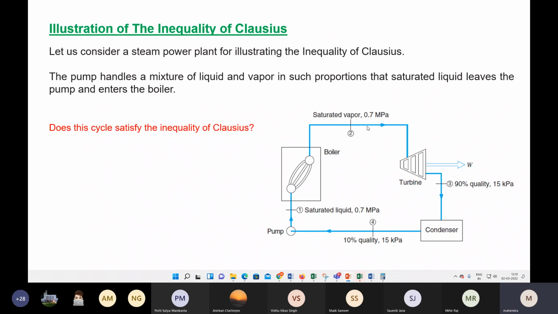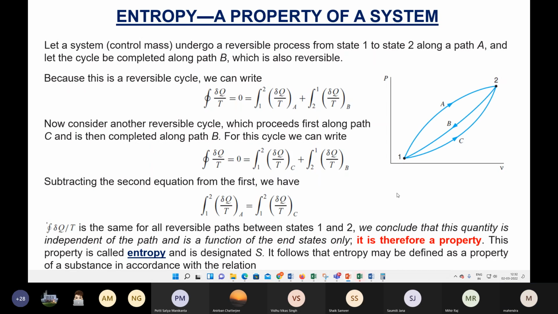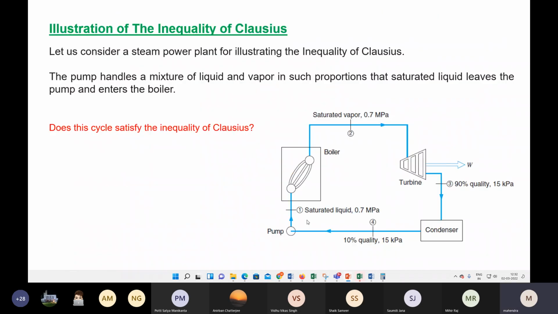This is 1 to 2, the heat addition. Not only up to this, we can take up to here also. This is the total boiler process. Okay, 1 to 2. What is the heat addition in the 1 to 2? What is the heat rejection in the 3 to 4? Okay, up to here. This point you can put here also or here also, but not after the pump.